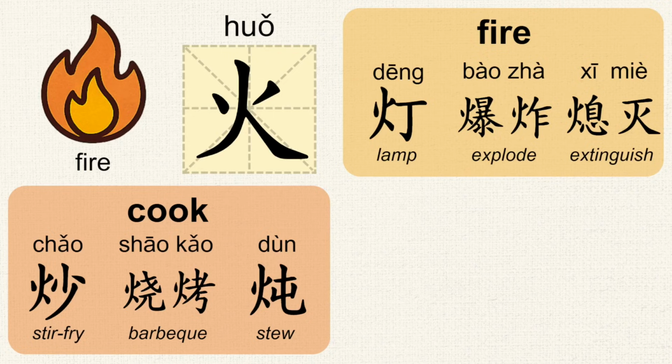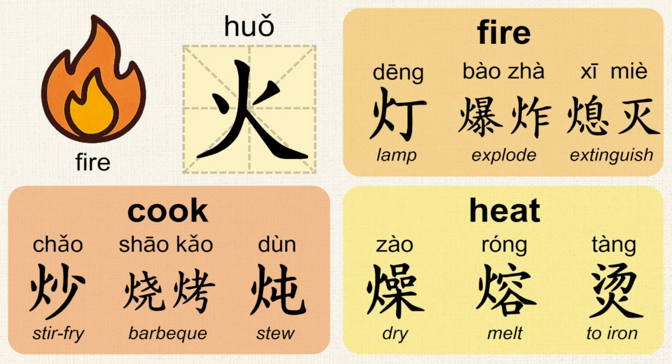Thirdly, 火 also appears in many terms relating to heat. For example, 燥, as in 干燥, which means dry, 熔, which means to melt, or 烫, which means to iron, for example, clothes, where the iron used to be heated up using actual fire.